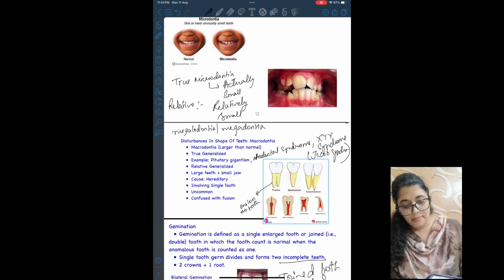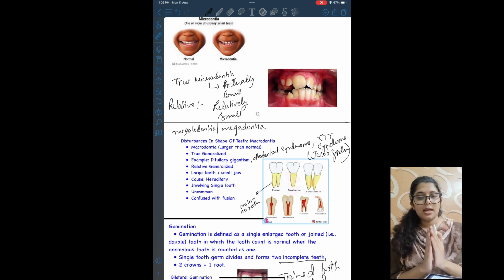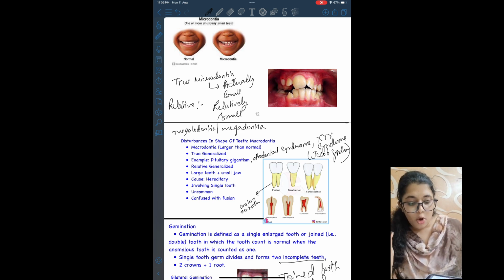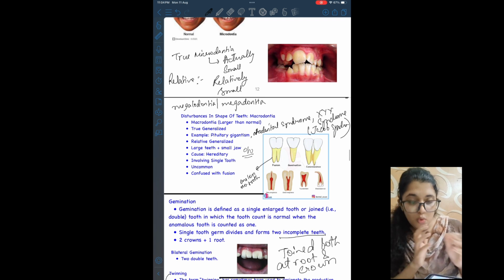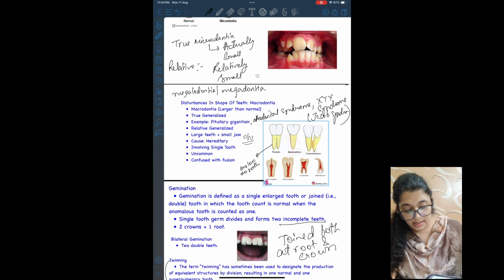Next is macrodontia. Macro means bigger size; it is also known as megalodontia or megadontia. It is a disturbance in the size of the teeth, where the tooth is larger than the normal tooth. Examples can be seen in pituitary gigantism, otodental syndrome, or XYY syndrome, also known as Jacob syndrome. Now what is otodental syndrome? Oto means hearing, so hearing and dental, both are involved. Relative generalized macrodontia is large teeth plus a small jaw, and is hereditary.